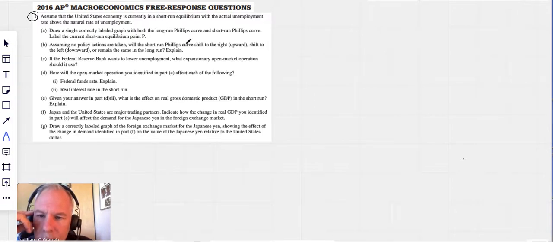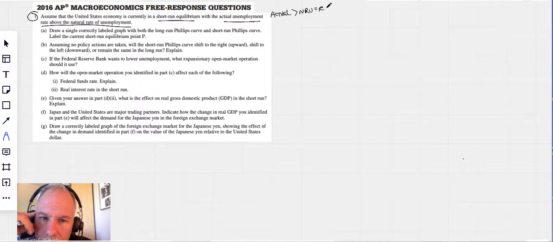Assume the United States economy is currently in short-run equilibrium with the actual unemployment rate above the natural rate of unemployment. So when actual is greater than the natural rate of unemployment, right? This is what we call a recession. We know we have more unemployment than is normal, and we are in a recession.